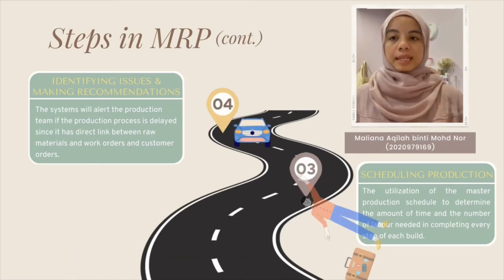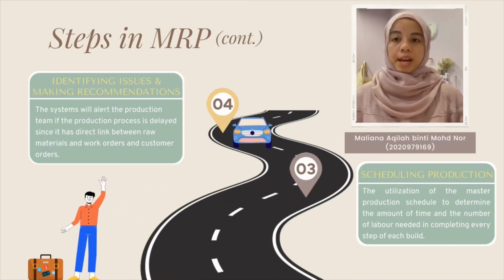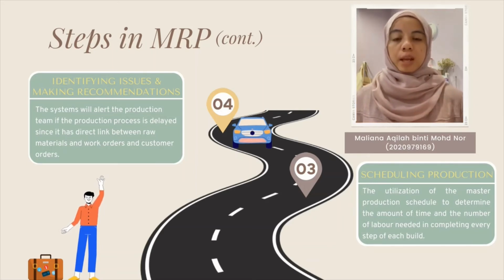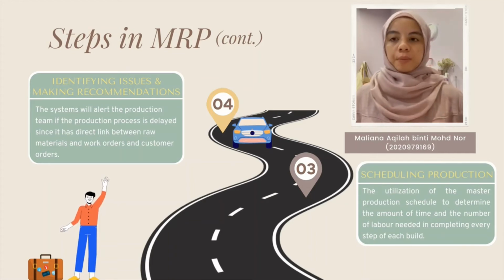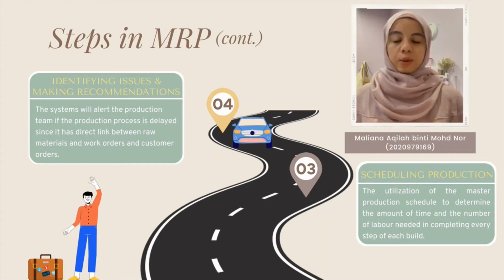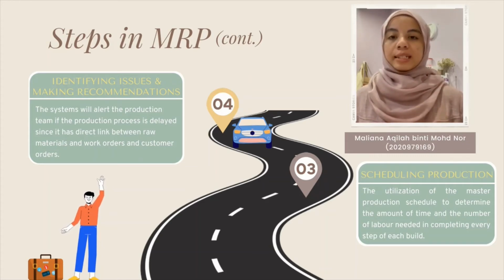The third step is scheduling production, where MRP will utilize the master production schedule to determine the amount of time and the number of labor needed in completing every step in each build. MRP will also decide when to run the process to avoid any delay in production, and the schedule also states when the deadline of each build is.